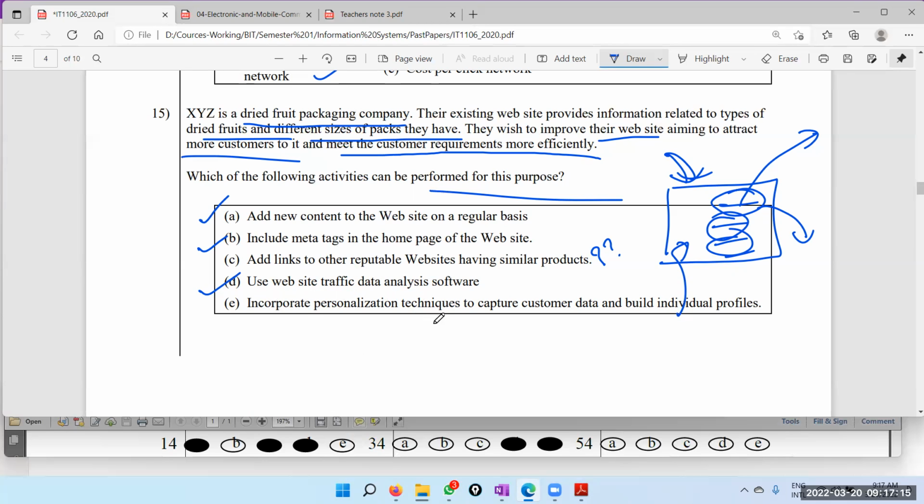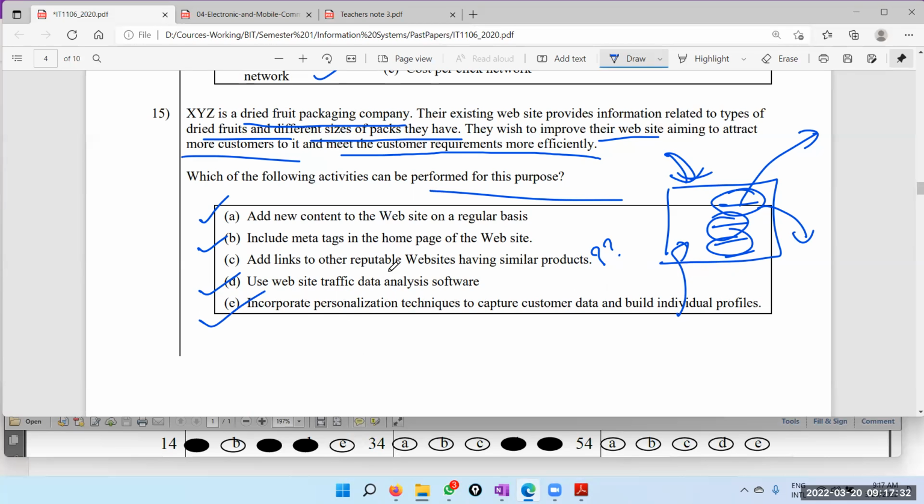Incorporate personalization techniques to capture customer data and build individual profiles. So that is also good, right? So we let them have their profiles, customizations, wish lists, shopping carts, and so many other things.